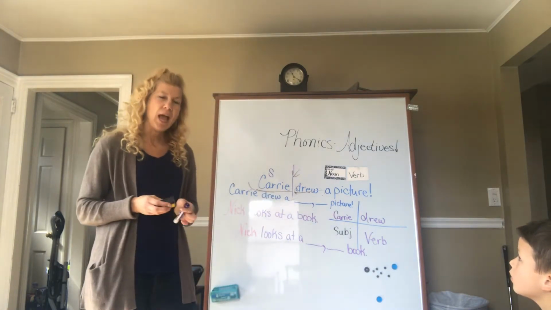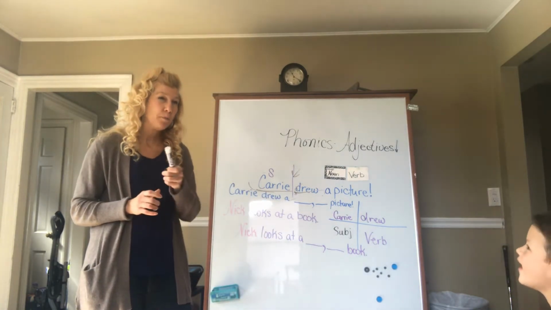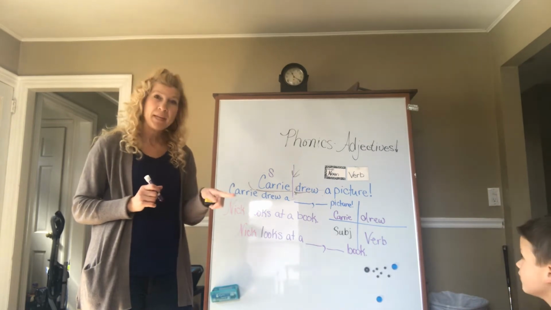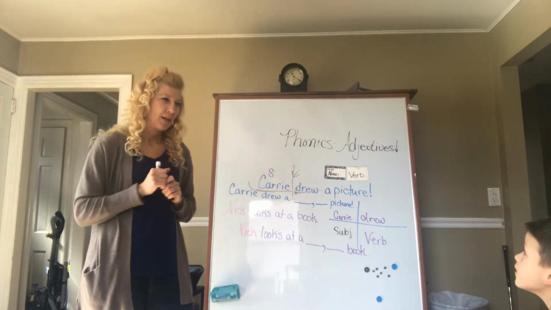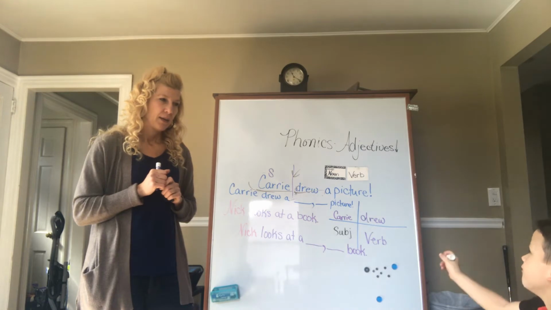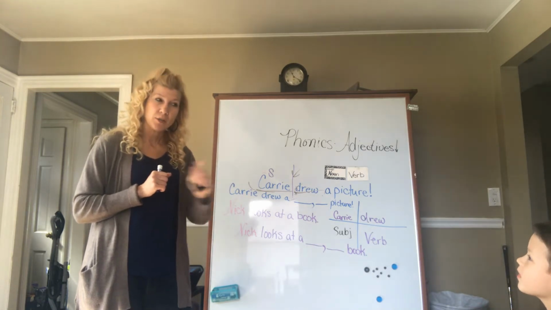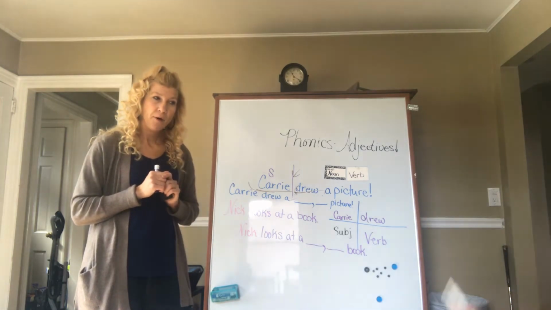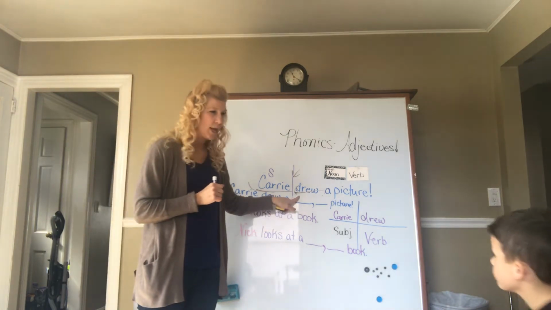Let's think of an adjective that you could add to picture. I have one. Ben has one. Carrie drew a red and yellow picture. Good. Let's pick a color. So Ben's going to pick a color. Red. Good. He'll put red on the line.